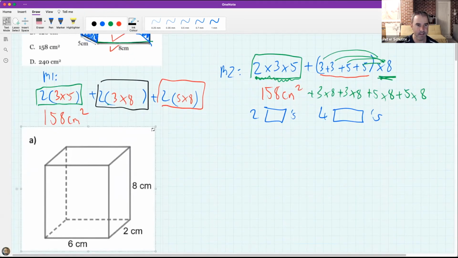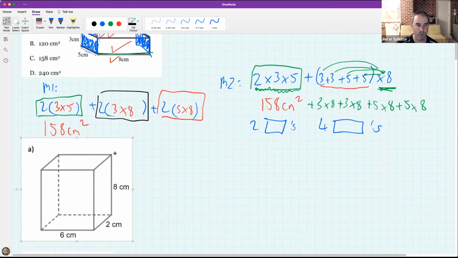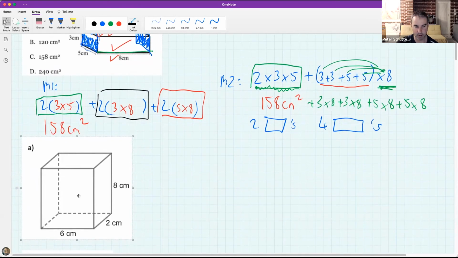Find me the surface area of this rectangular prism over here. So it's got dimensions 6 by 2 by 8. And I want you to find me the surface area of this shape. And I will show you using method 1 and method 2, and then we'll see which one you think is easier, or which one you like more.